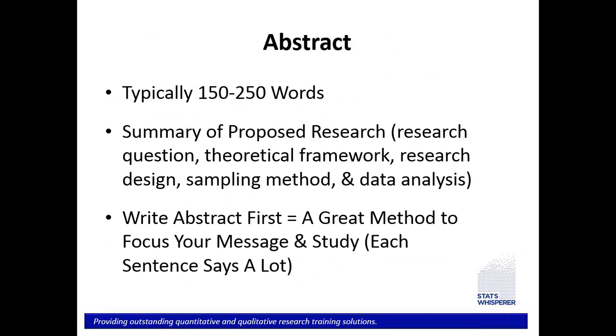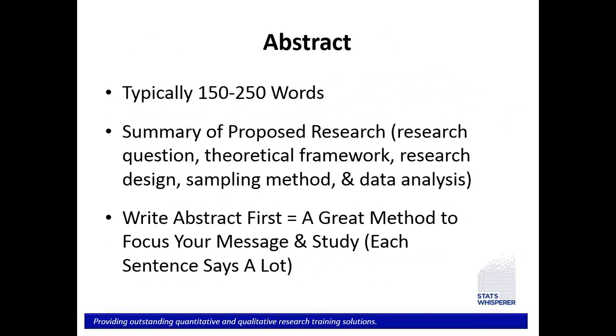Now the abstract is between 150 and 250 words typically, right? So it's a summary of the proposed work. Now in that short little span of 150 to 250 words, we have to describe the research question, perhaps the theoretical framework if there is some, the research design, the sampling method, and the proposed data analysis. So we really need to hone down the entire study into 150 to 250 words.